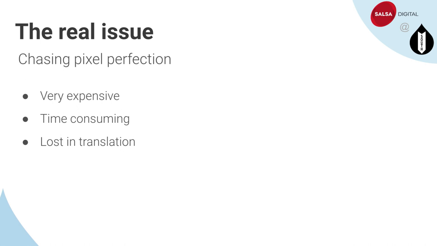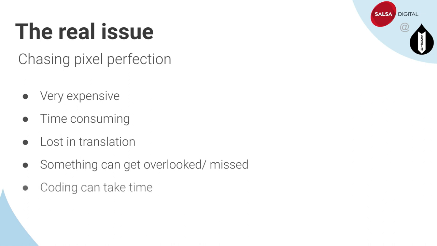Things get lost in translation. That's probably the biggest headache people find: the designers hand over something, they're not quite sure, there's an interaction spec that's missing or something else, and sometimes they won't be able to go back and speak to the design team, especially if it's a third party or another vendor. The other issues include things that can get overlooked or missed. Coding can take time, and bugs arise. There are many bugs that arise, and then you've got to go through, find where that is, and backtrack.